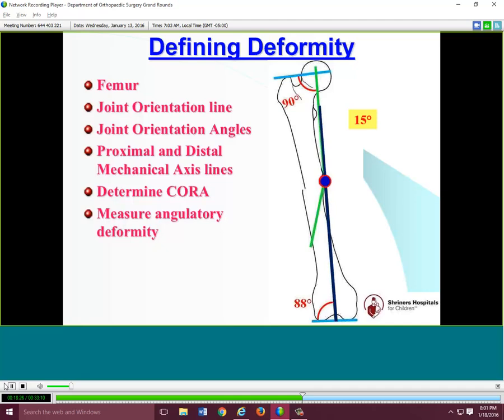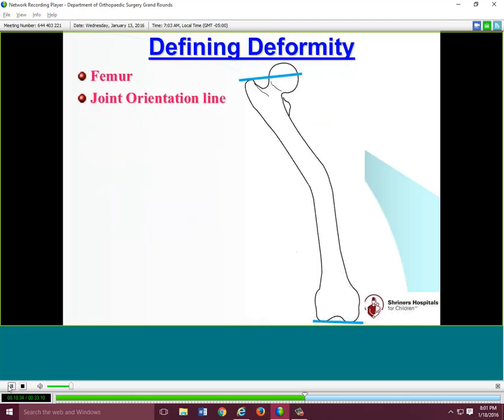But again, this is how we could correct that out, just by getting the proximal and distal mechanical axis lines to become collinear, and we now have a straight bone. How about this one here?